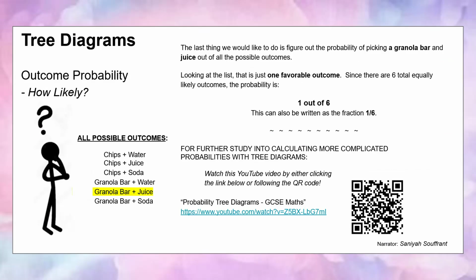The last thing we'd like to do is figure out the probability of picking a granola bar and juice out of all of the possible outcomes. Looking at the list, that's just one favorable outcome. Since there are 6 total equally likely outcomes, the probability is 1 out of 6, which can also be written as the fraction 1 over 6.